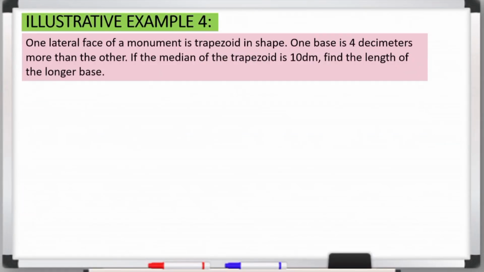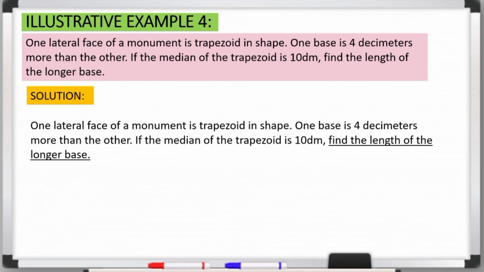Illustrative example number 4. One lateral face of a monument is trapezoid in shape. One base is 4 decimeters more than the other. If the median of the trapezoid is 10 decimeters, find the length of the longer base. Solution. So, we underline, we find the length of the longer base.